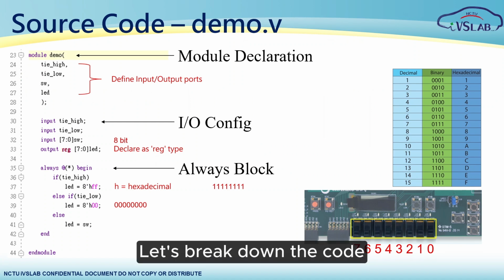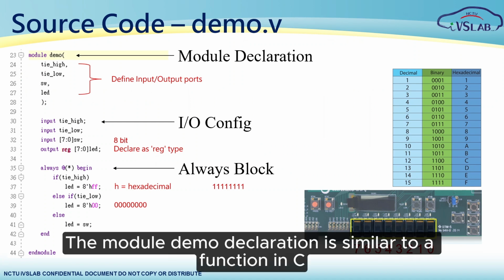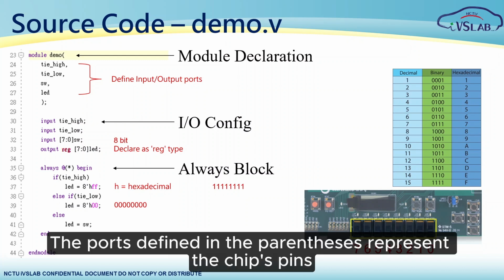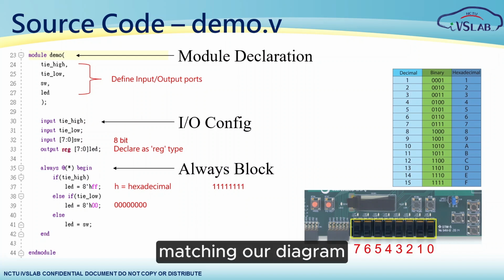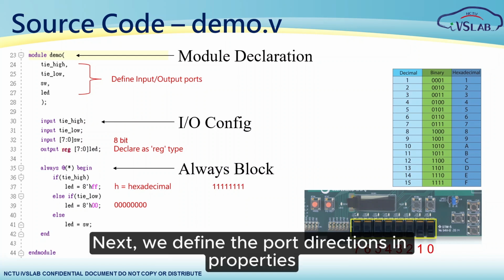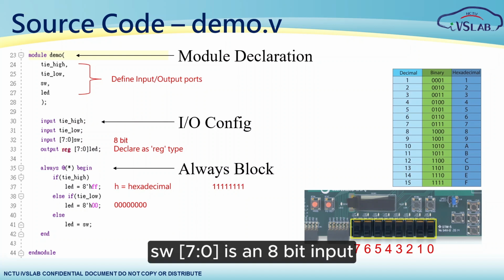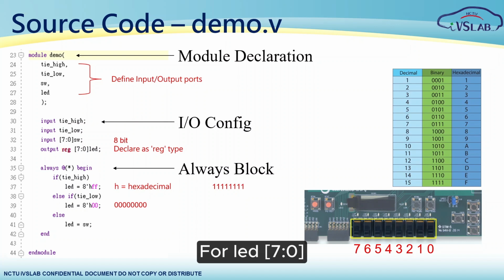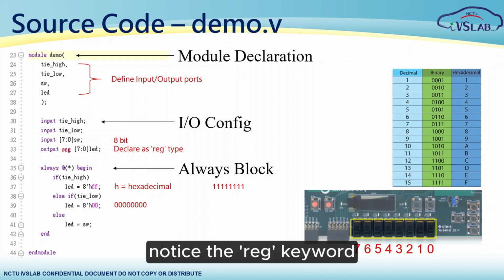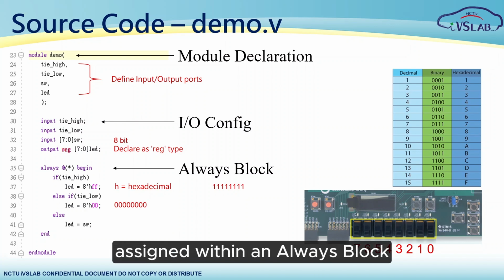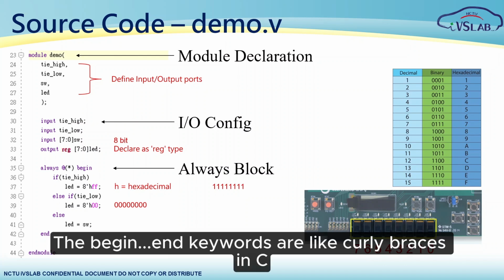Let's break down the code. The module demo declaration is similar to a function in C. The ports defined in the parentheses represent the chip's pins, matching our diagram. Next, we define the port directions and properties. Tie high and tie low are 1-bit inputs. SW7 to 0 is an 8-bit input. For LED 7 to 0, notice the reg keyword. This is required for any output assigned within an always block. The begin, end keywords are like curly braces in C.